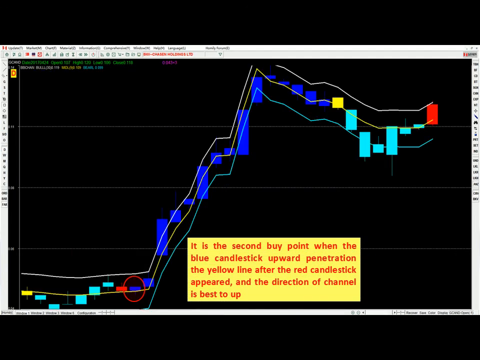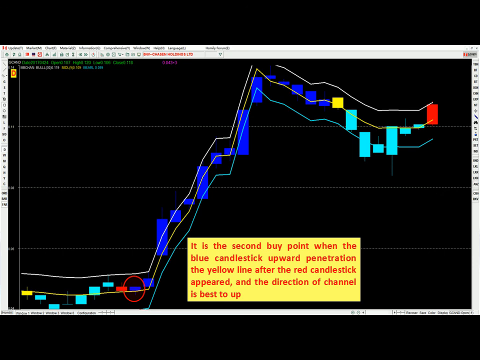Then let's see this one. It is the second buy point when the blue candlestick upward penetration the yellow line after the red candlestick appeared and the direction of channel bent to go up. So let's see this one.